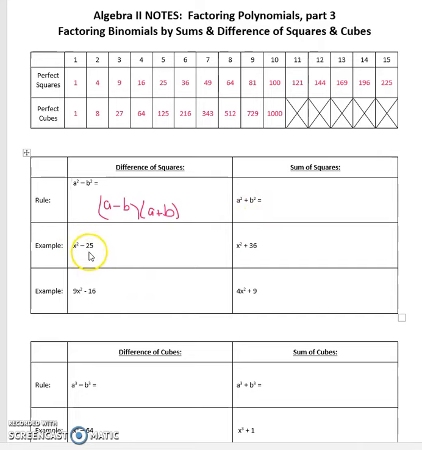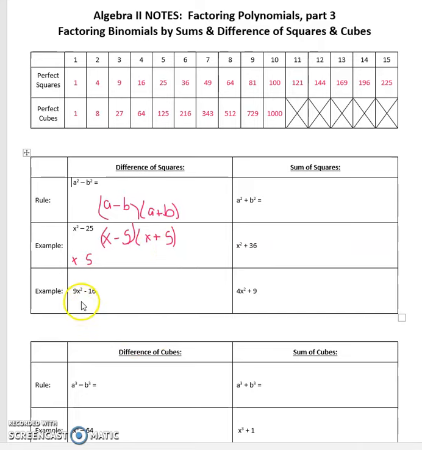So we have x squared minus 25. Your a is your x, right? And your b, well, b squared is 25, so what's the square root of 25? 5. So b is 5. So it's going to be x minus 5 times x plus 5. Yay!